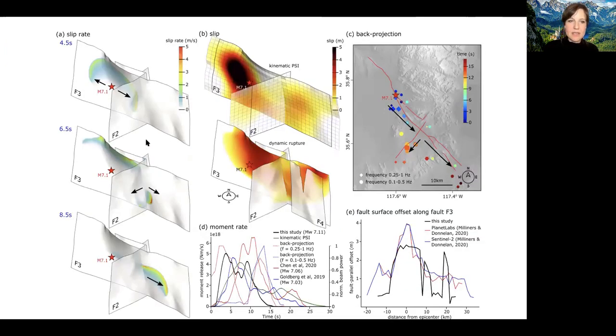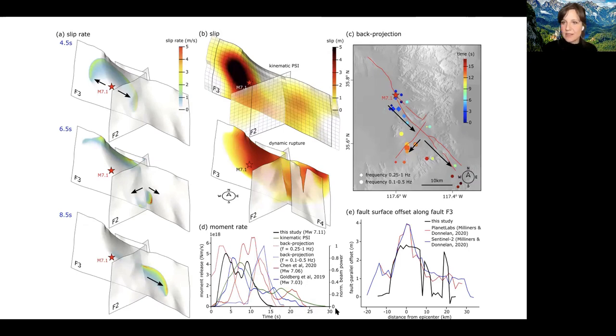Here again, the slip rate snapshots illustrating rupture complexity. We are comparing against back projection and kinematic source inversion, being overall consistent with the kinematics of our model. We are also seeing in black a nice match with fault surface offsets along the fault F3. Moment rate release, you can recover the 2 peaks and the delay caused by the rupture tunneling, and we have an overall rupture time of around 15 seconds, which is slightly slower than most of observational inferences.